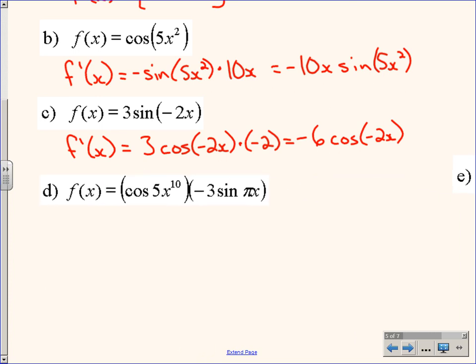How about that one? It's a product rule, and there's lots of stuff going on, so we'll just take it really slow. The product rule says derivative of the first times the second plus derivative of the second times the first. So the derivative of this first function would be negative sine, right? Derivative of cos is negative sine. Leave the inside the same, so leave that as 5x to the 10, and multiply it by the derivative of what's inside, which would be, not 10x, sorry, 10 times 5, 50x to the 9. That's the derivative of the first times the second.